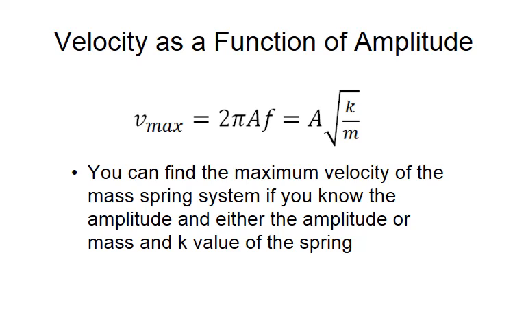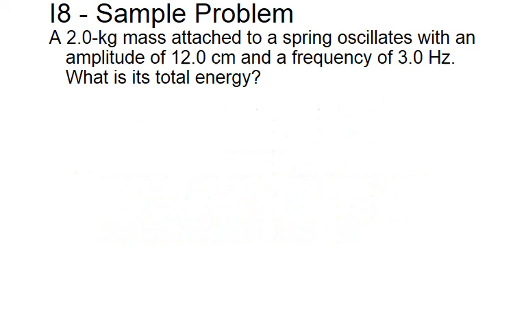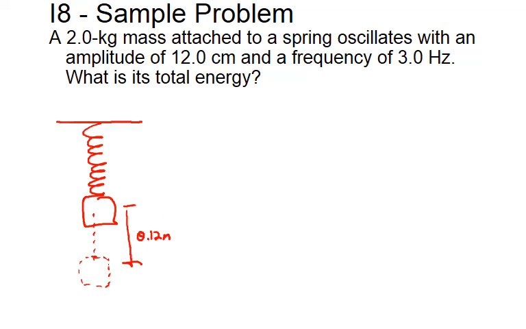This is an equation that you can use for the velocity function of an amplitude, and so the velocity maximum would be equal to 2 pi times the amplitude times frequency, and you can find that the frequency is how many cycles the mass goes back and forth per second. Another way you can find that too is if you have the amplitude, the k value, and the mass, you can figure out this as well. And so here's a sample problem using that.